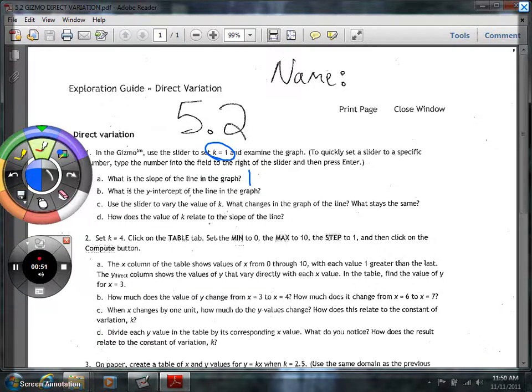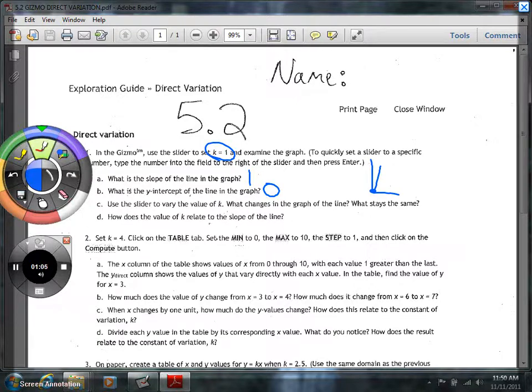What's the y-intercept? Well, when you looked at the graph, you should have seen that the y-intercept was right at 0. So it was 0. Always, all your lines that you kept drawing, they kept going right through 0.